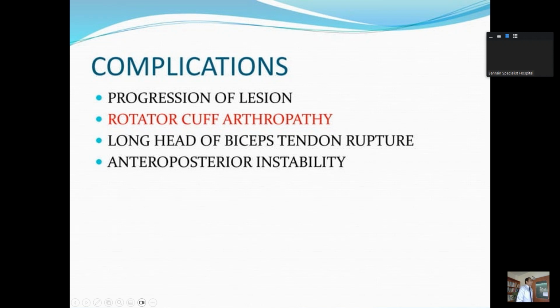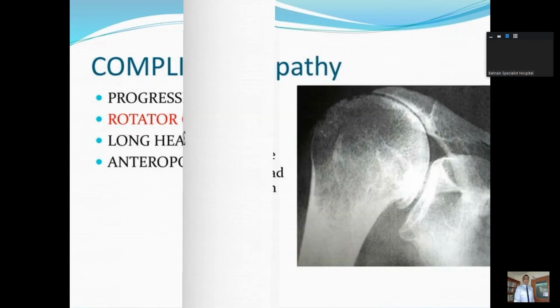Complications: if rotator cuff tears are not treated, they can lead to progression of the lesion. Even a partial tear can progress to a complete tear if it is not treated on time. It can lead to rotator cuff arthropathy. The long head of biceps can undergo rupture and it can lead to instability of the shoulder.